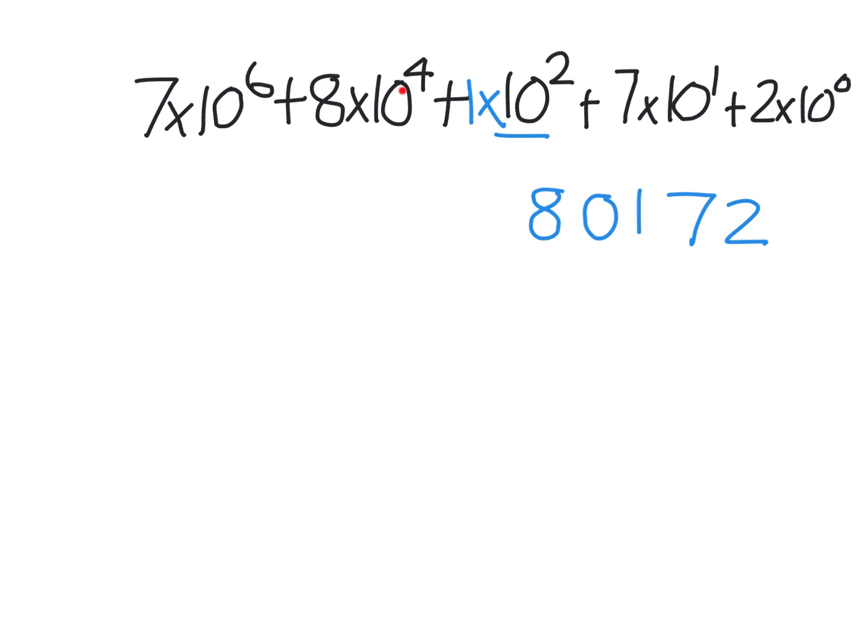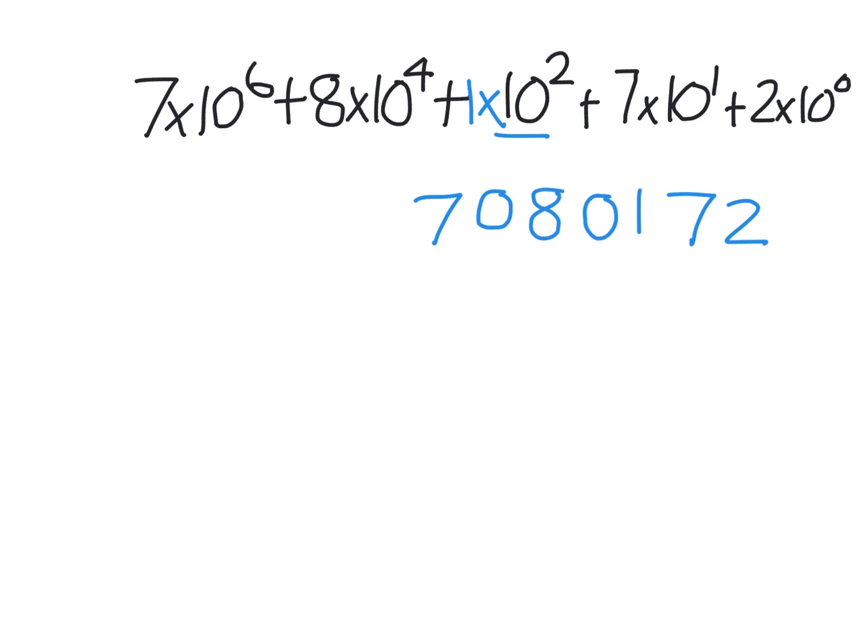Now we're missing 10 to the power of 5, 100,000s. Because it's not written, I'll put a 0 there. And we have a 7 in the 10 to the power of 6 column. That's actually the millions column. So ones, tens, hundreds, thousands, 10,000s, 100,000s, millions.